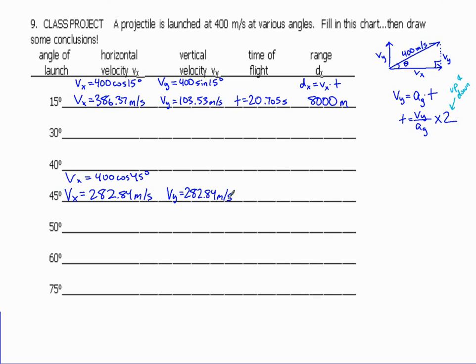The total time of flight for this one comes out to be 56.569 seconds, giving us a horizontal range of the horizontal velocity times the time, 16,000 meters.